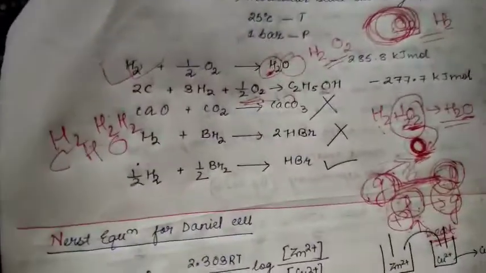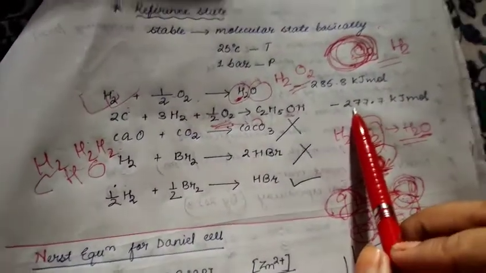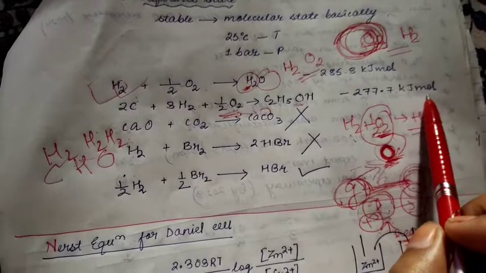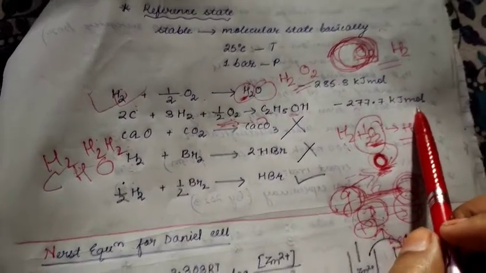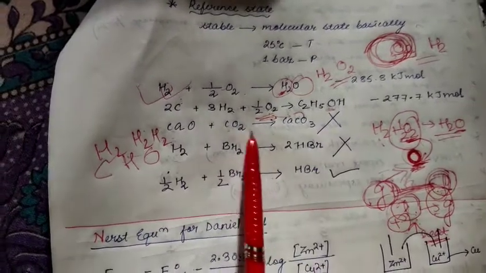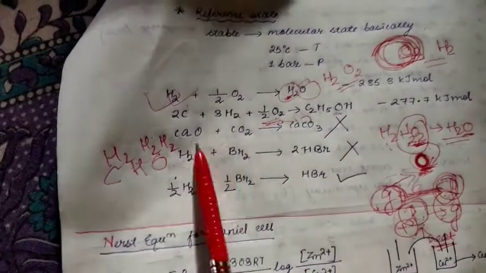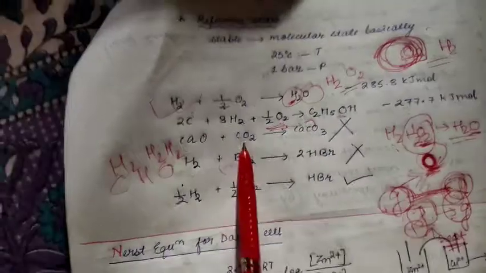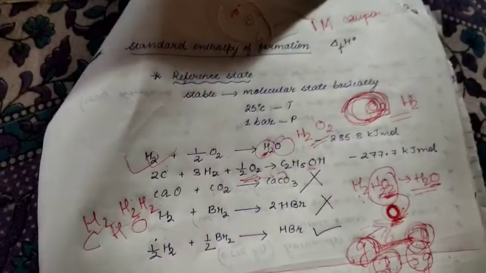So this is also an example of negative enthalpy change. It is minus 277.7 kilojoule per mole. Clear? So now you will get some examples from which you will know that these are wrong examples for the standard enthalpy of formation. Let us see how it is wrong here, because you have to know the opposite thing also.